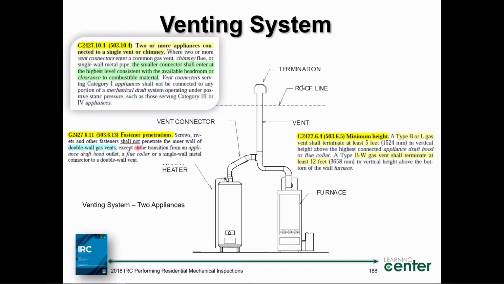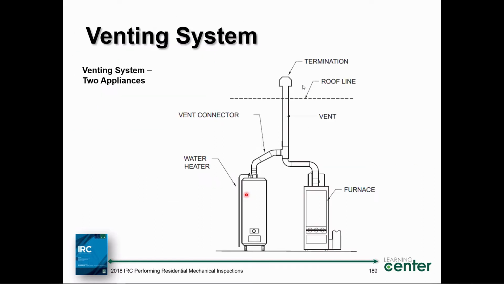Fastener penetration right here. Screws, rivets, and other fasteners, of course, shall not penetrate the inner wall of double wall gas vents. You know what they're talking about here? They're talking about B vent. You never put screws in B vent, ladies and gentlemen, because it's proprietary. It snaps together. Except if I have a flue collar, like right here at the flue collar, you are allowed to put screws to fasten the flue collar to the B vent at the appliance. That's the only location permitted for screws.